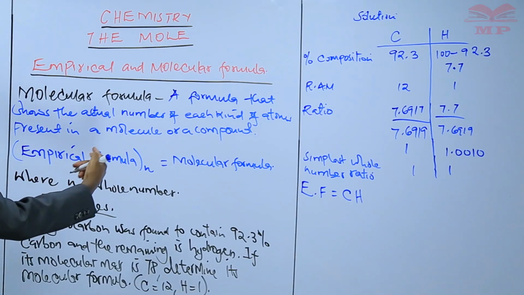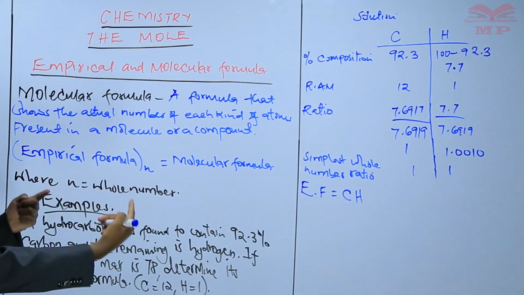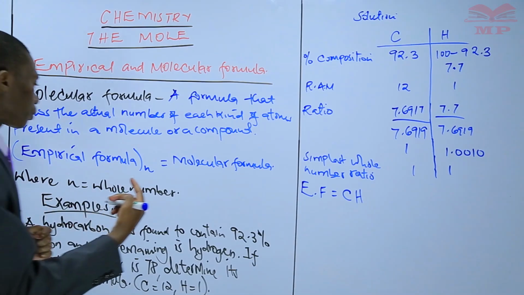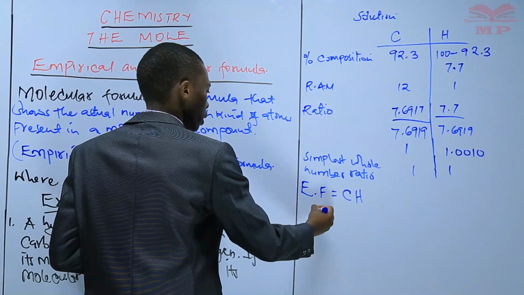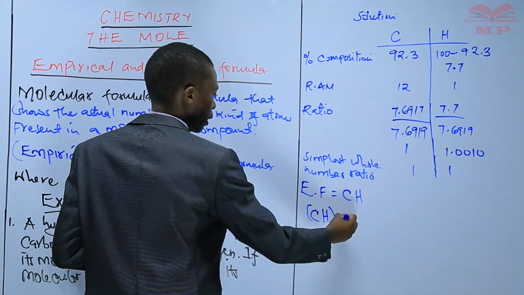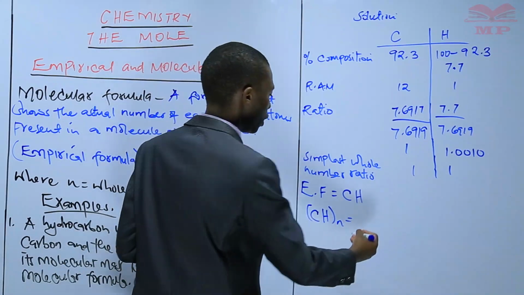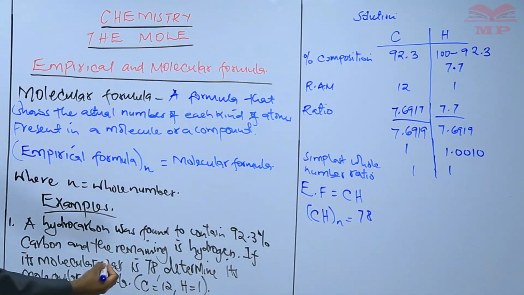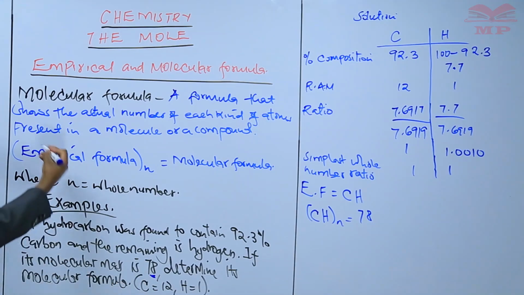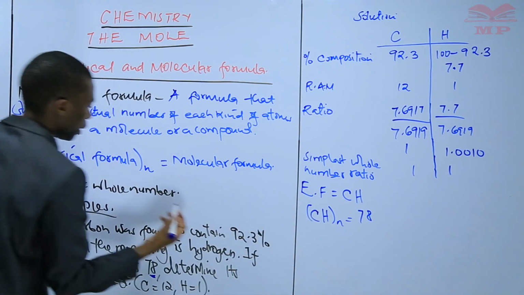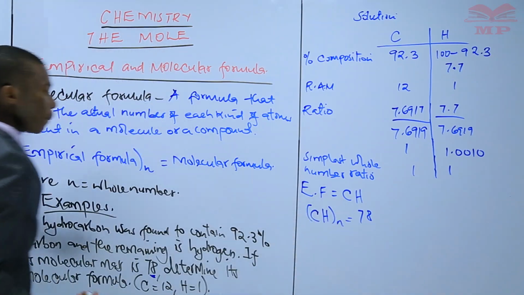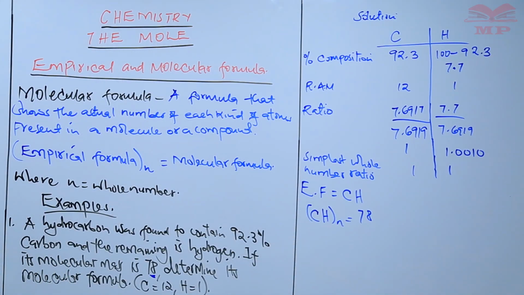Therefore, we say that you can get the molecular formula from the empirical formula using this relationship. N is equal to the molecular mass, which is 78 in this case. And the empirical formula in brackets, with N outside, gives you the relative formula mass or the molecular mass of this hydrocarbon.